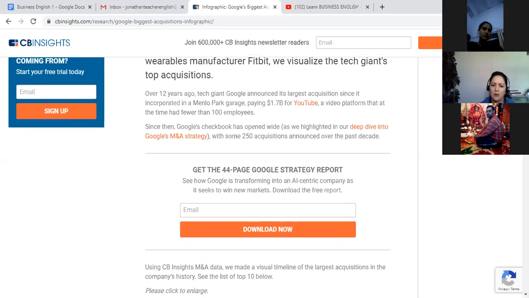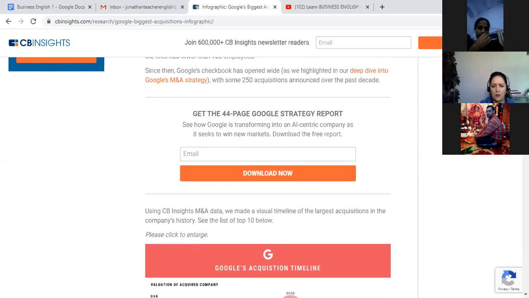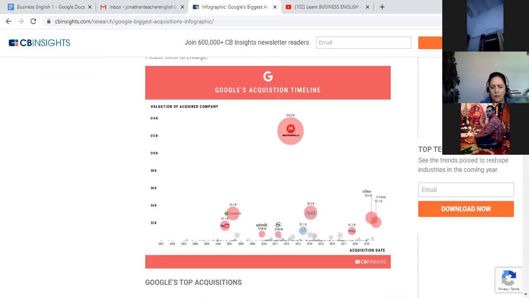Over 12 years ago, tech giant Google announced its largest acquisition since it incorporated in a Menlo Park garage, paying $1.7 billion for YouTube, a video platform that at the time had fewer than 100 employees. Since then, Google's checkbook has opened wide, as we highlighted in our deep dive into Google's M&A strategy, with some 250 acquisitions announced over the past decade.